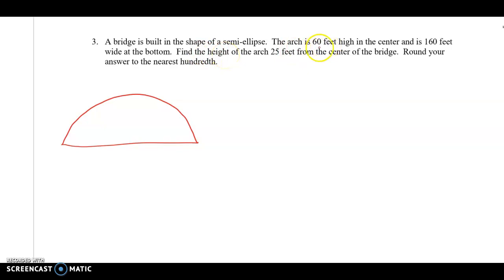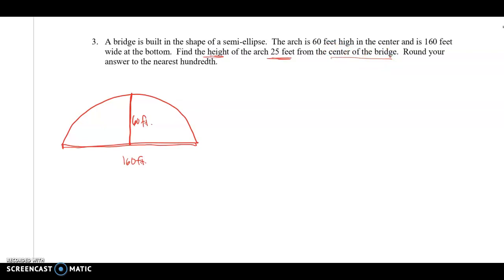The arch is 60 feet high in the center. So from the dead center to the highest part is 60 feet. And it is 160 feet wide at the bottom. From one end to the other is 160 feet. Find the height of the arch 25 feet from the center of the bridge. So find the height 25 feet from the center of the bridge. You got to read that carefully. And we're going to use our calculator to round to the nearest hundredth.